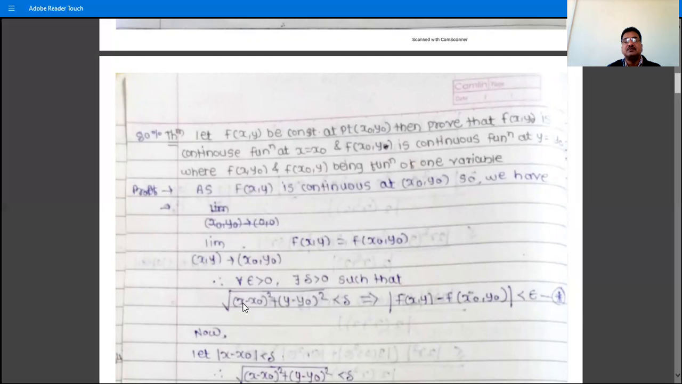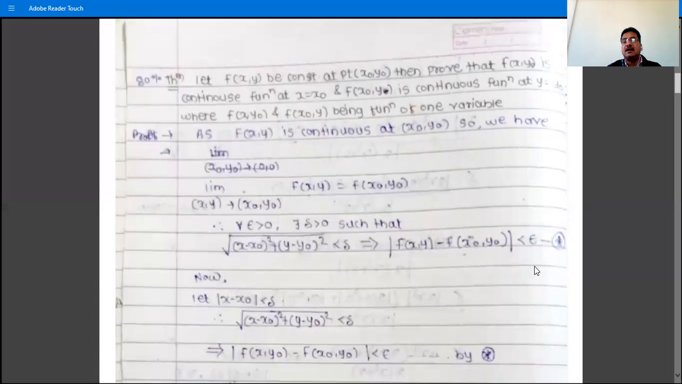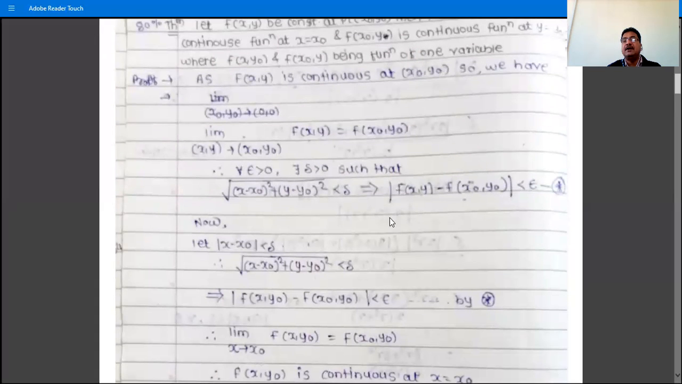Take the positive root, that is, |x - x0| < delta implies |f(x, y0) - f(x0, y0)| < epsilon, because the function is f(x, y0) instead of f(x, y). Okay, so what do we have to show? We have to show this.